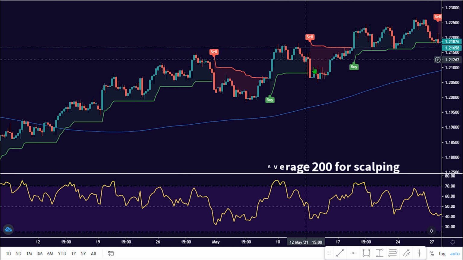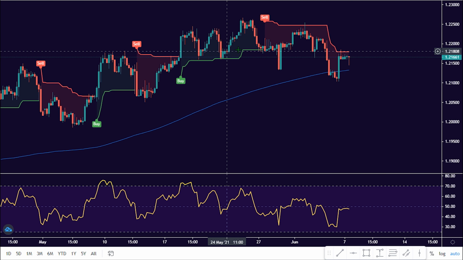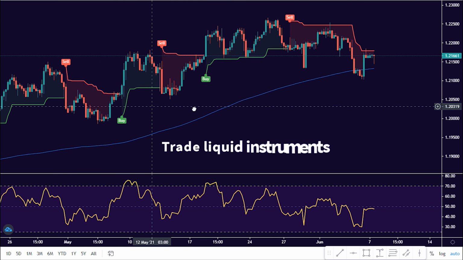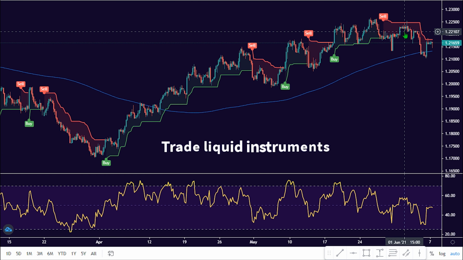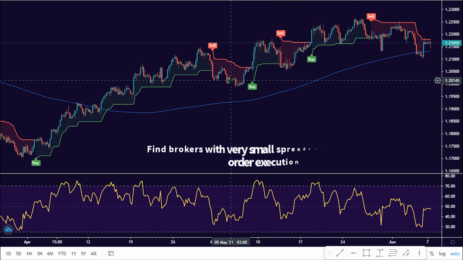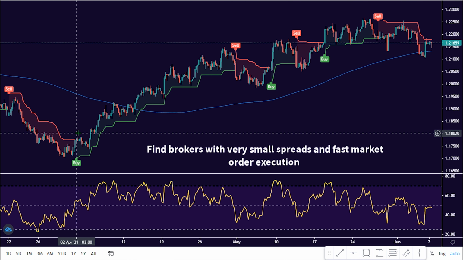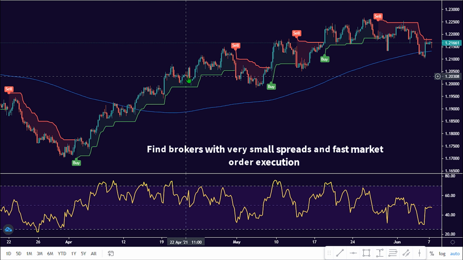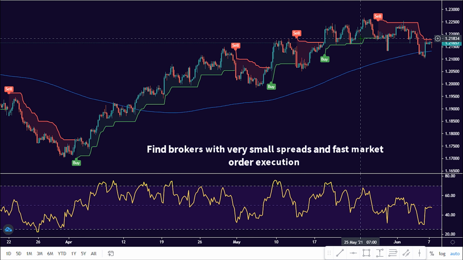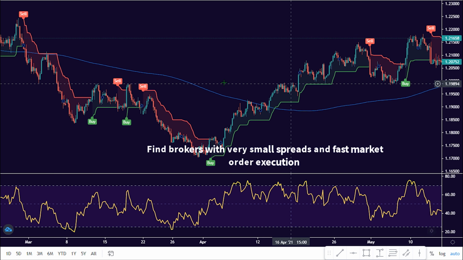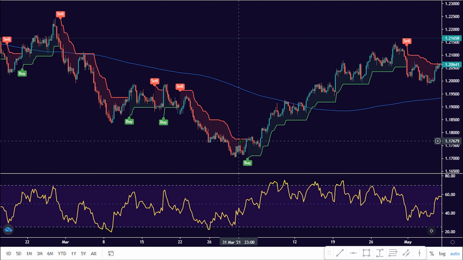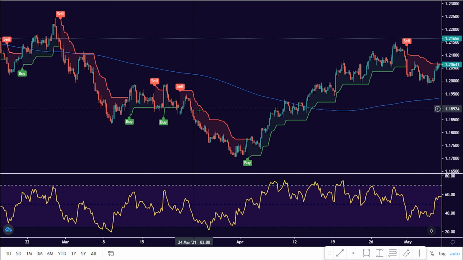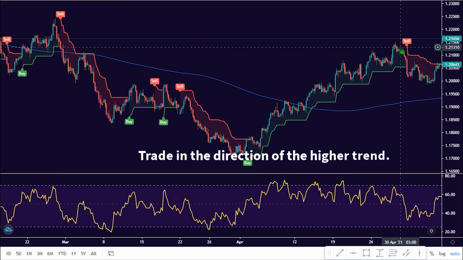To effectively scalp profitably, there are some set of rules you need to have as a guide, and they are: Number 1. Trade liquid instruments with the lowest spreads as every single pip counts. Number 2. This strategy operates on very tight margins. Therefore, it is essential to find brokers with very small spreads and fast market order execution. Number 3. Take note, scalping trading strategy is risky, stressful, and time-consuming, so to be on the safer side, it's better to trade in the direction of the higher trend.